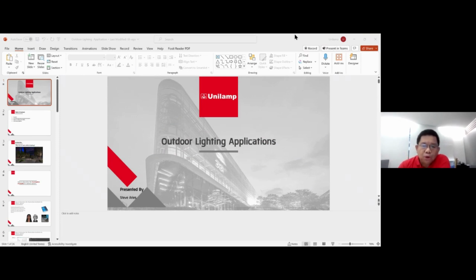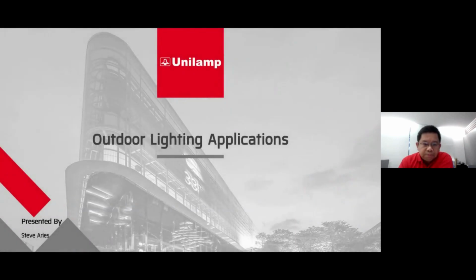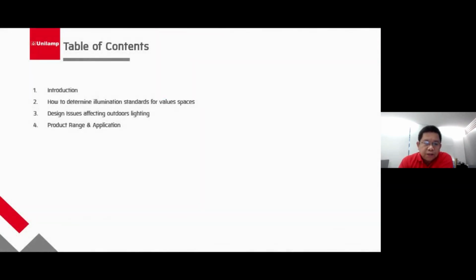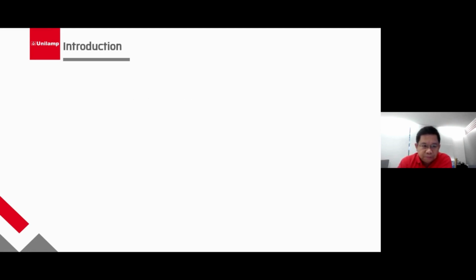I'm Steve. I'm going to talk about the topic outdoors lighting application. So bear with me. I'm going to give you some idea, some knowledge about outdoors lighting application. Our topic for today, I will start with the introduction and how to determine illumination standards for values in each space, design issues affecting outdoors lighting, and also the product range and application. So let me start with the introduction.